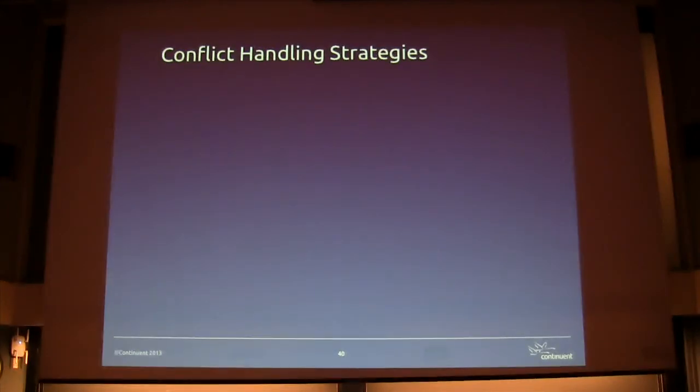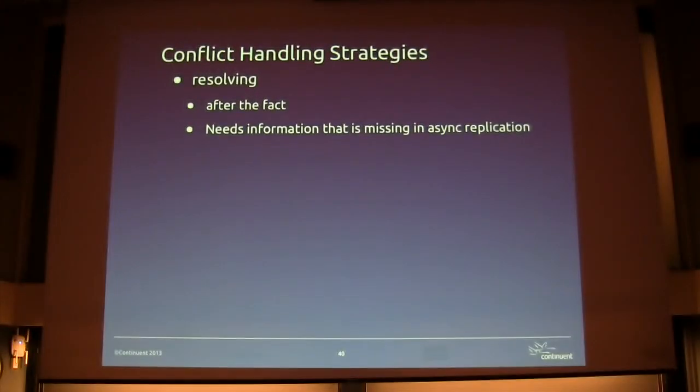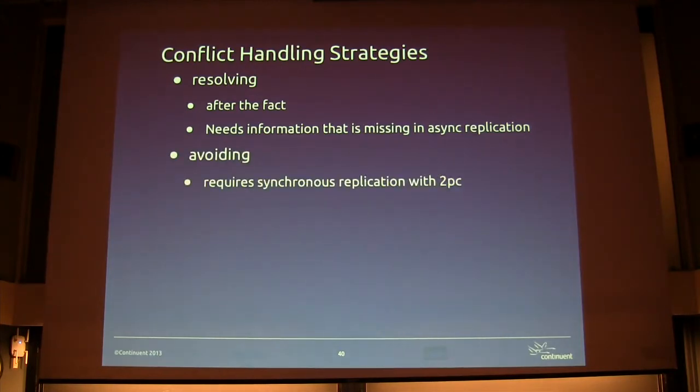What can you do to handle conflicts? You can try resolving the conflict. So if you have enough information about what you want to do with the data that is conflicting, you can do something. This requires technology and information that simple asynchronous replication does not have. You can avoid the conflicts. This is what the MySQL cluster does. It has true synchronous replication and two-phase commit, so there is no possibility of a conflict there. If you commit something, it's committed. There is no conflict at all.